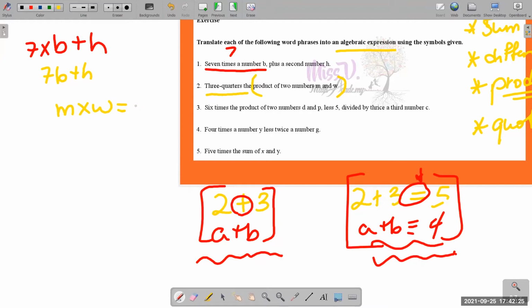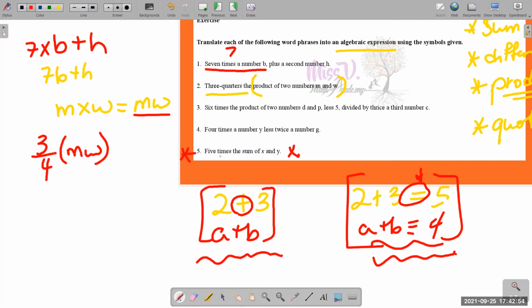Does everybody agree? Is that true? Is the answer MW? Talk to me. Yes, because all we need to do is join those two letters. So we get MW, but that's not it. They ask us to find 3/4. So if I want to find 3/4 of it, same thing, you multiply. You're going to find 3/4 of MW. That's it.